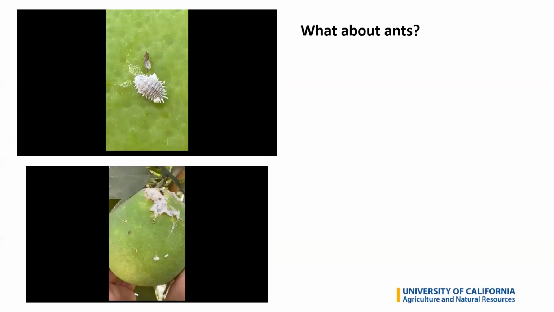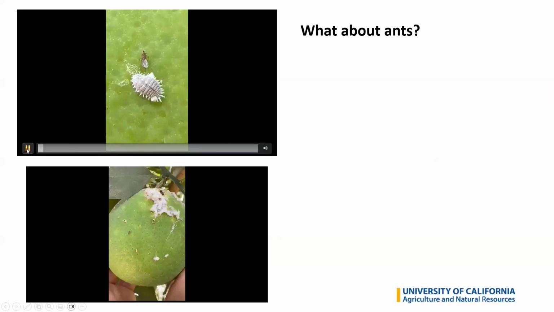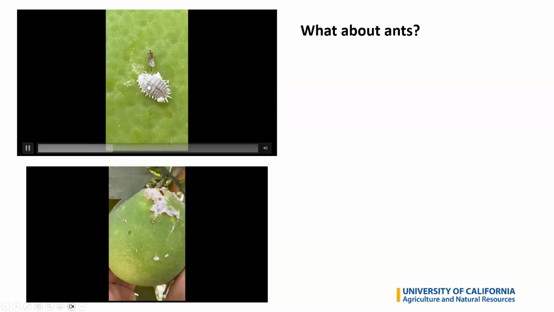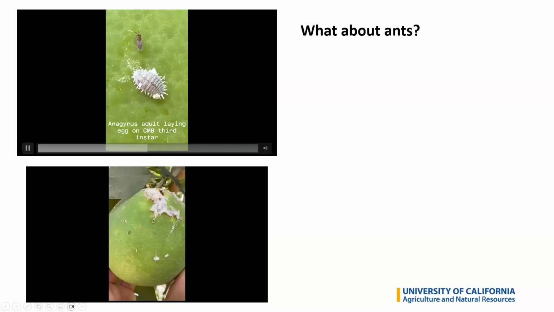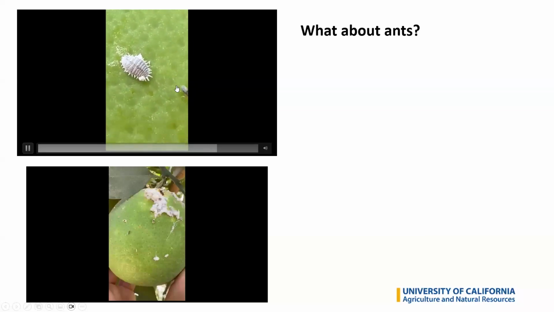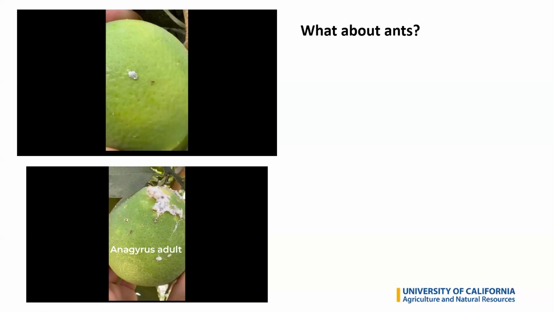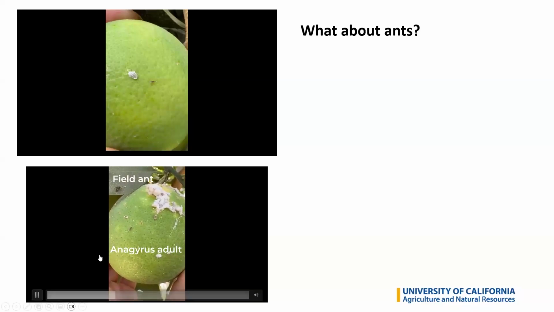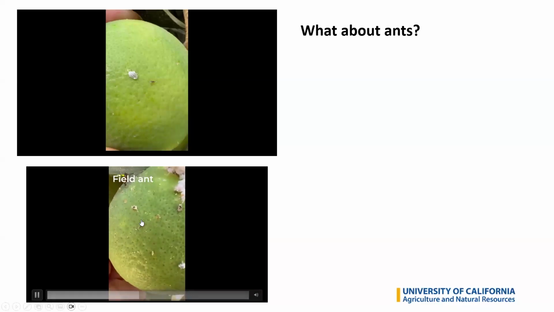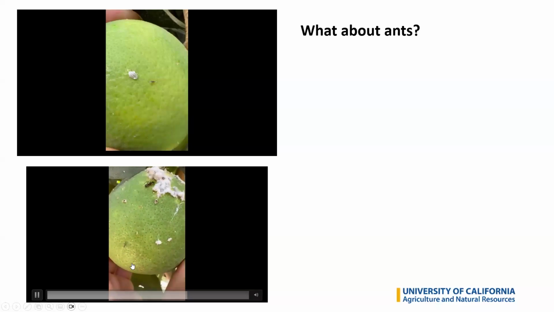Okay, now let's look at some videos that I took last year out in the field, and hopefully it plays. Oh yeah, it does. So there is an Anagyrus adult laying an egg on a CMB third instar. And then here in the video, it's the same field, actually, not the same fruit. But look at this field ant coming over here and then chasing this parasitoid away. That's an Anagyrus that's running away.